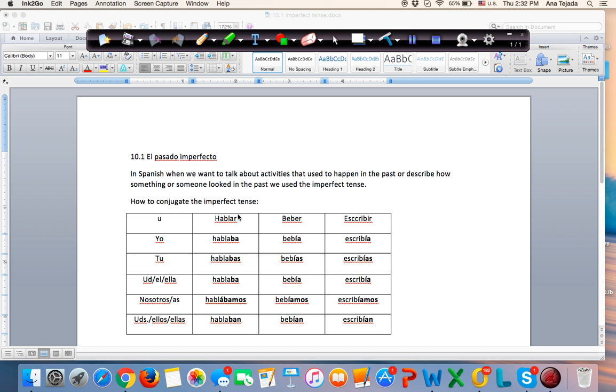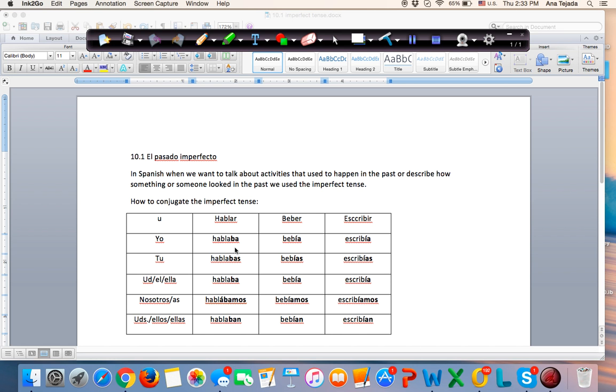El imperfecto in the past is also the past tense, as I had already mentioned. It's just used in a different way than the preterite. Okay, as we can tell here, hablar, like in any other conjugation, AR verbs have their own endings, while ER and IR verbs share the same endings.